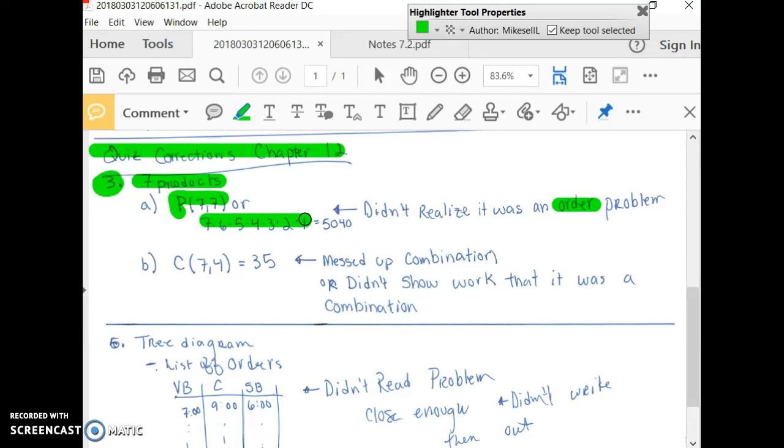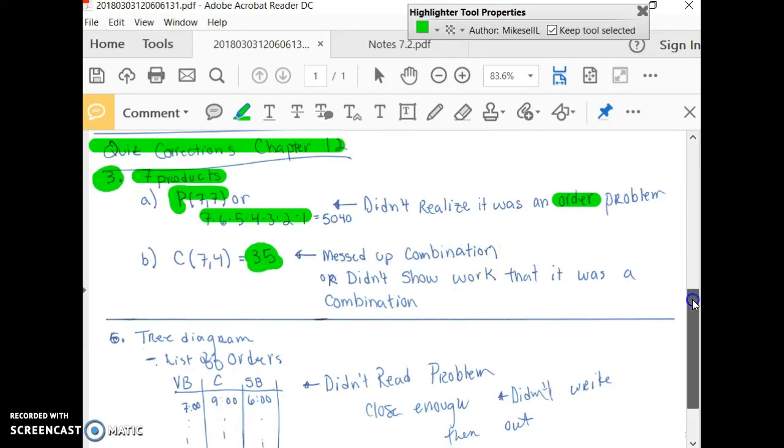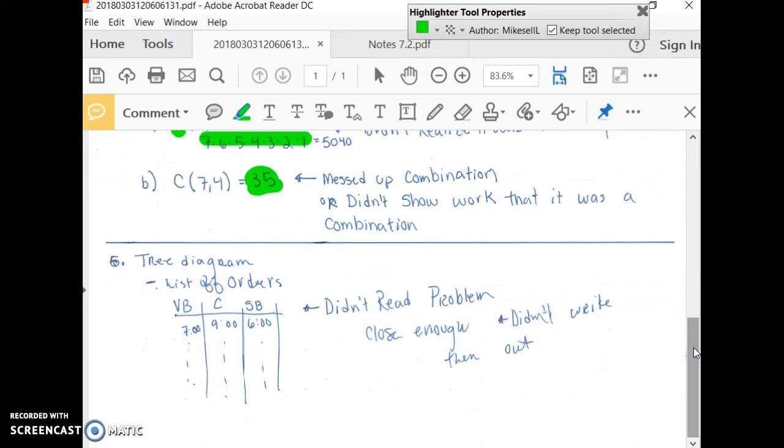And then let's say you messed up on B, right? Some of you guys didn't show the work that it was a combination, so you lost points. So there's that, right? And then I know a lot of you guys didn't get this one on the back. I just want to address it.